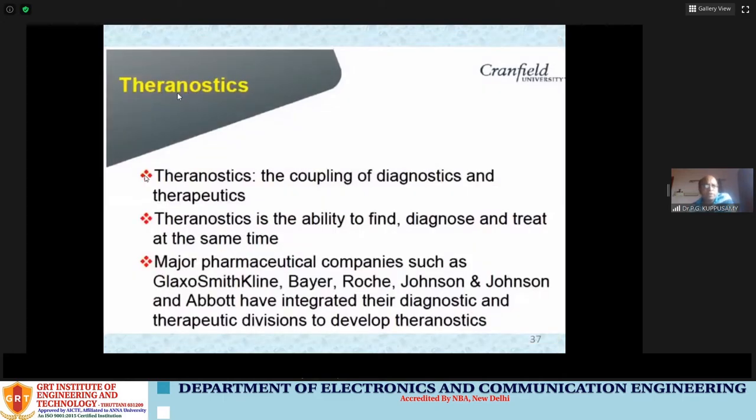Next I'm going to tell you about theranostics. This is the combination of two different domains: the coupling of diagnostics and therapeutics. The combination of these two can be used for theranostic devices. Theranostics is capable of diagnosing and treating at the same time. So this is one kind of biosensor system. Major pharmaceutical companies such as GlaxoSmithKline, Bayer, Johnson & Johnson and Abbott have integrated diagnostic and therapeutic systems based on the combination of both. So this comes under the biosensor system.